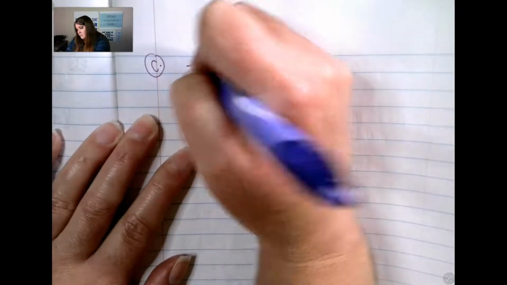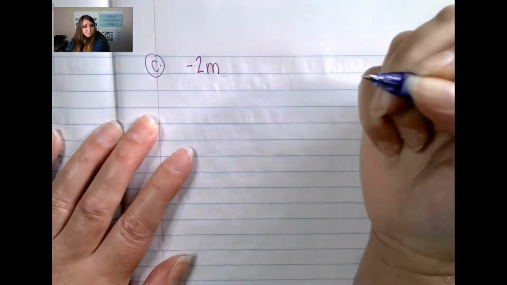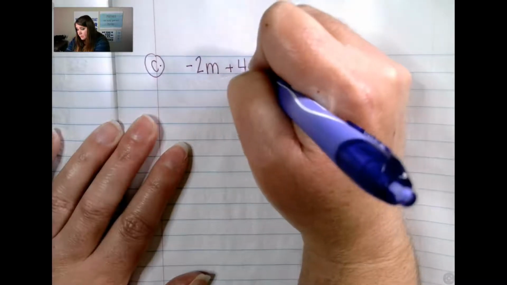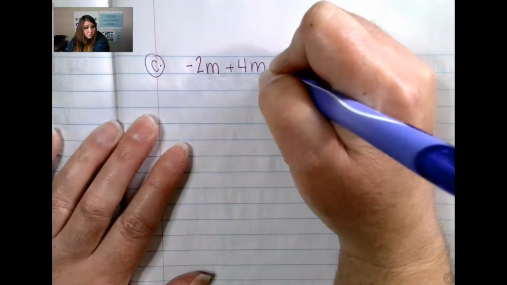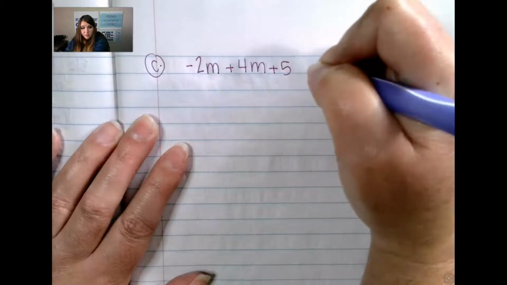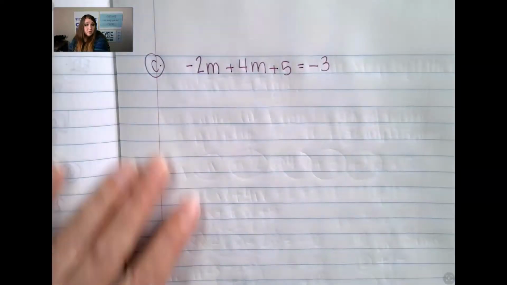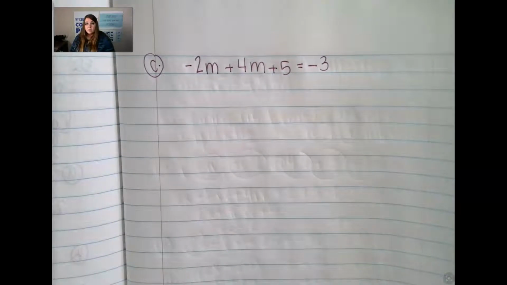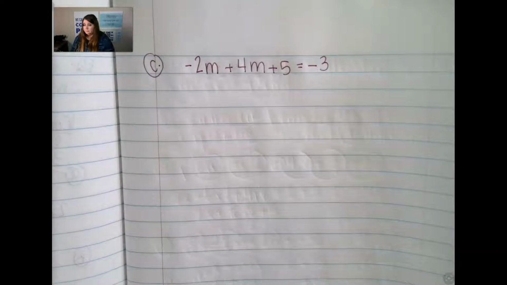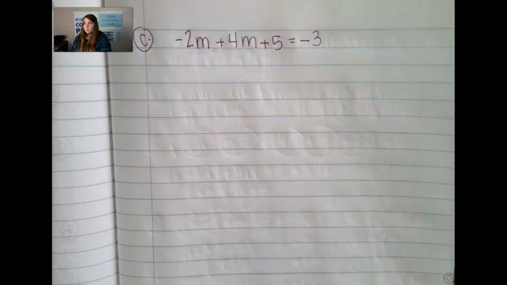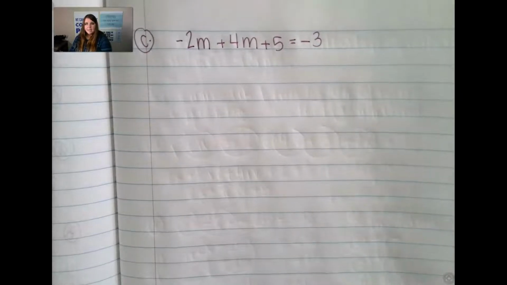Okay, it says negative 2m plus 4m's plus 5 equals negative 3. All right, and they want to know, what in the world is m? Well, the world may never know. Just kidding. We're going to tell the world right now, what does m equal?